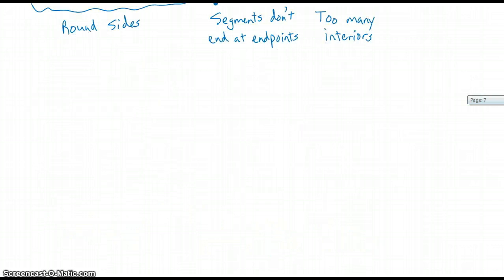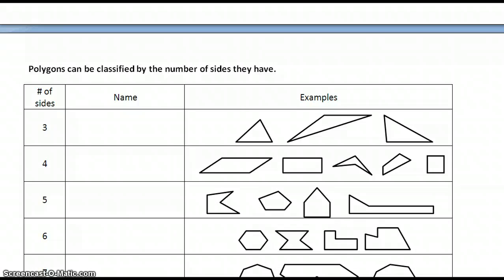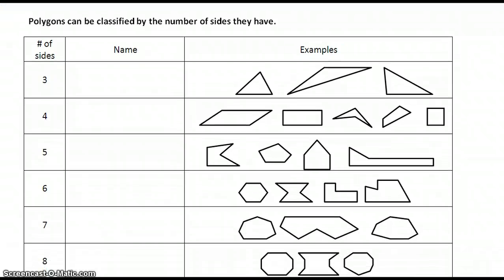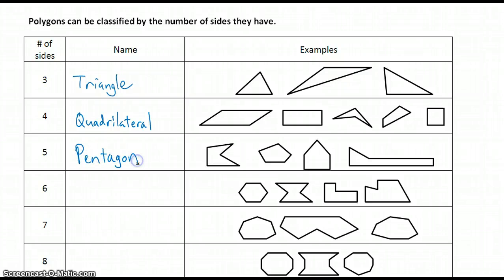Polygons can be classified many ways. The first way we're going to classify polygons is by the number of sides. If a polygon has 3 sides, it's called a triangle. If a polygon has 4 sides, it is a quadrilateral. If a polygon has 5 sides, it's a pentagon. 6 sides is a hexagon.